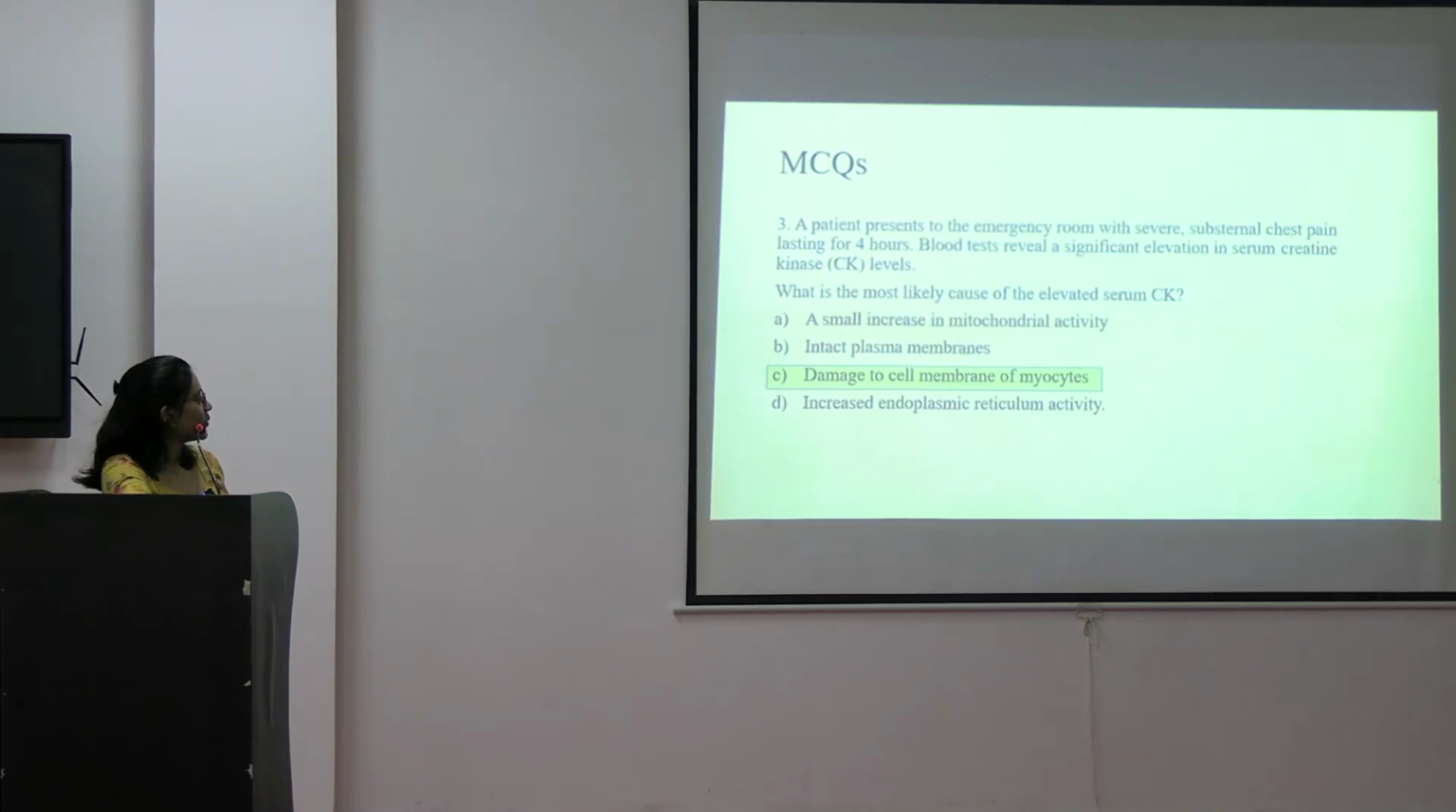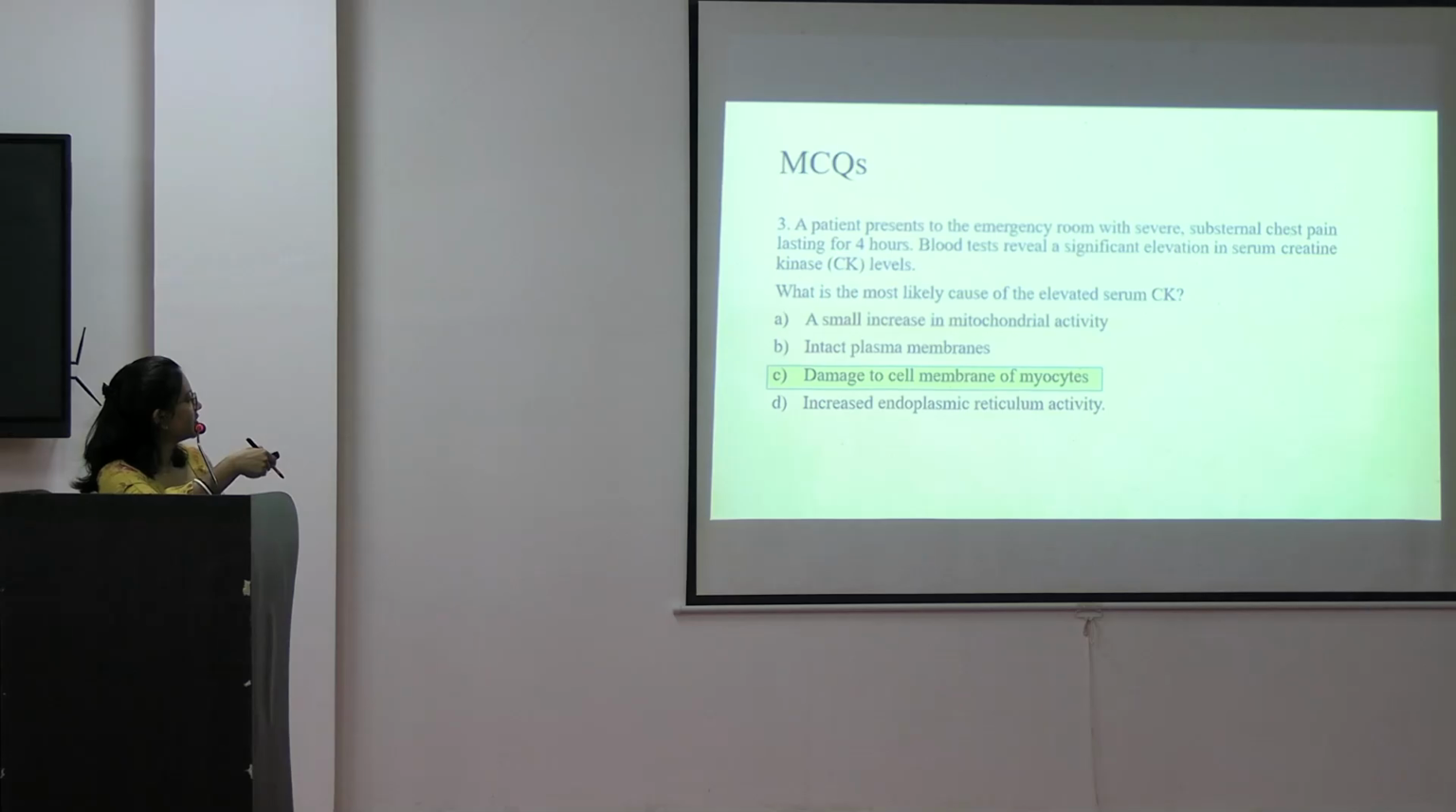Okay. So this is a case of myocardial infarction. From MI we know there is cell injury going on. So which is a feature of cell injury here? Damage to the membranes. If only there is damage to the membranes, there will be release of enzymes. Correct? So it is going to be damage to the membrane of myocytes. Can you guys see the board? I mean, it's visible, right?